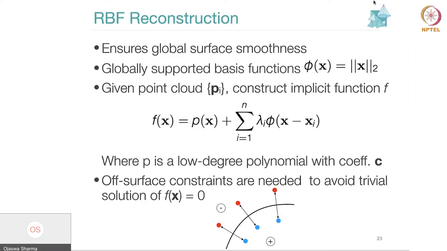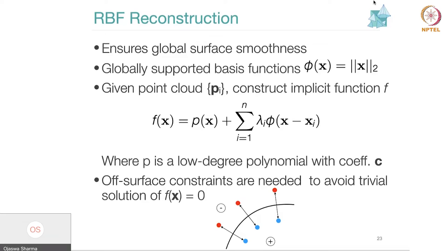So remember that for every point P, we want an interpolating surface, right? We want a surface that passes through that point. If I'm interested in the zero level set of this implicit function, then every point p_i is sitting on this level set. So the function value at these points would be exactly zero, because any point on the level set zero will have a value of 0.